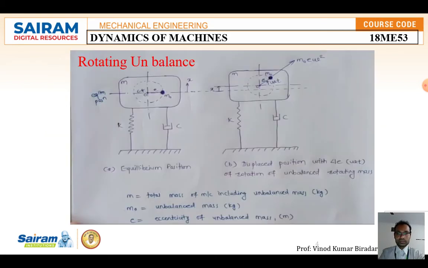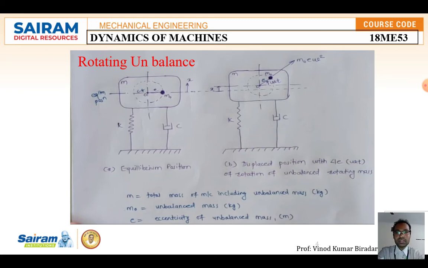We are going to have an equation, a derivation for rotating unbalance, because we have to solve numerical problems on this. I hope you understand rotating unbalance. If the center of gravity of any system does not lie on the geometrical axis, there is a chance of creating unbalance, and that is called rotating unbalance.